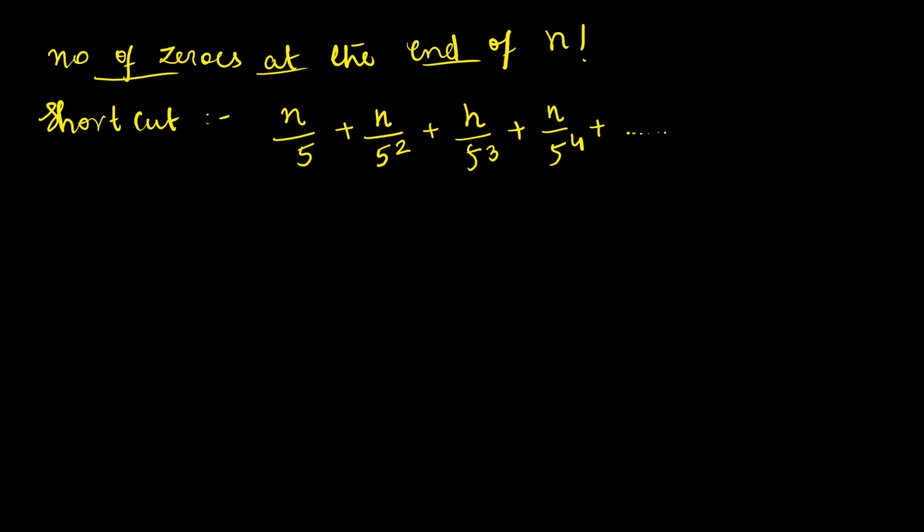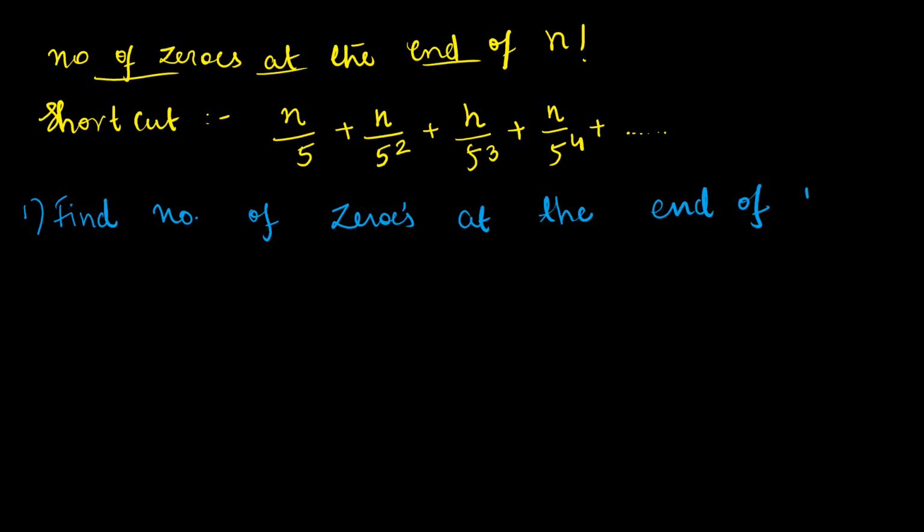Now we'll solve the problem. Find the number of zeros at the end of 100 factorial. So what we'll do is use this shortcut method. Here n is equal to 100. 100 by 5 plus 100 by 5 square plus 100 by 5 cube plus etc.